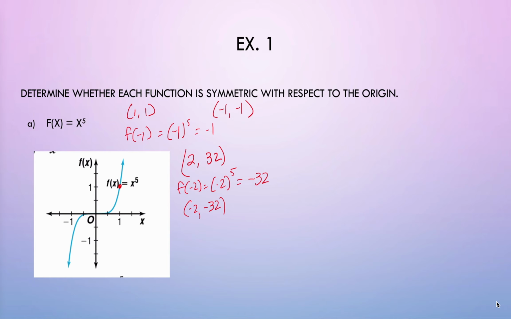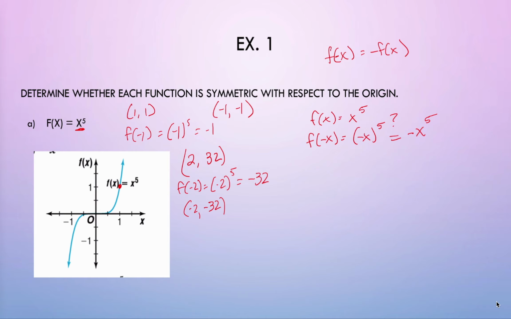But rather than just doing this with multiple points, we can also do it with x in general. So f of x equals x to the 5th. F of -x equals (-x) to the 5th. Now the rule is that it's symmetric with respect to the origin if f of -x equals -f of x. So does this equal -x to the 5th?